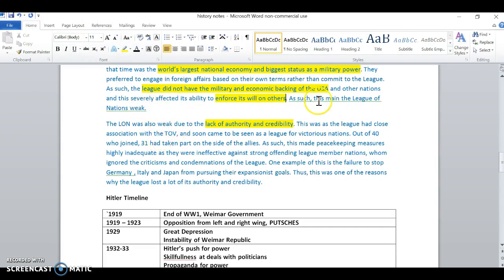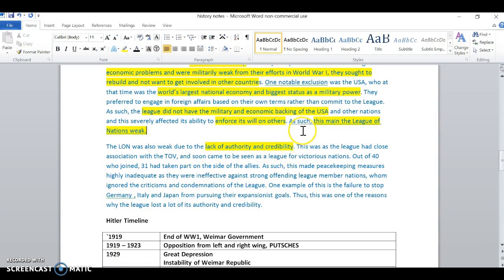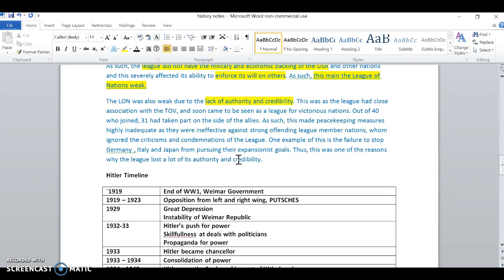As such, when you cannot enforce your will, people won't trust you, people won't take you seriously. So your reputation is tarnished, the league's reputation. Another one is the authority and credibility.